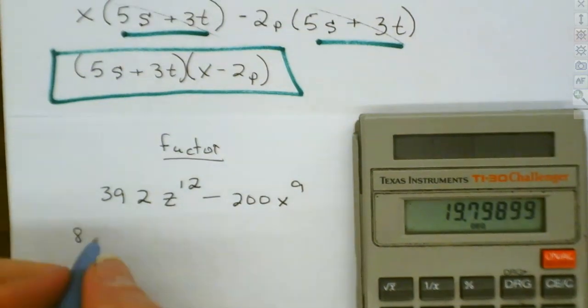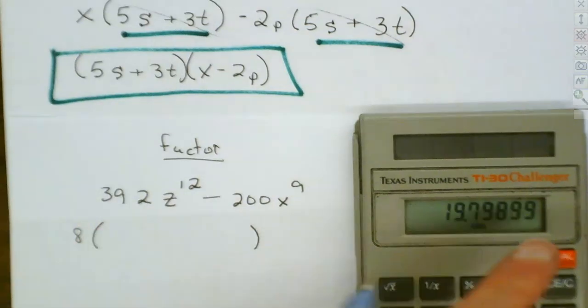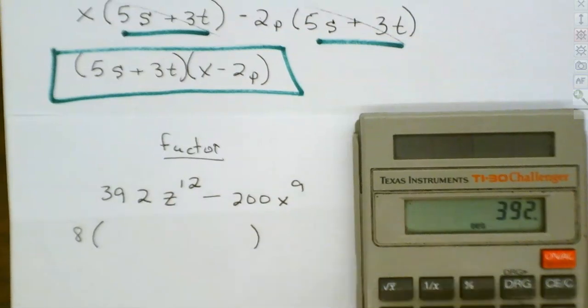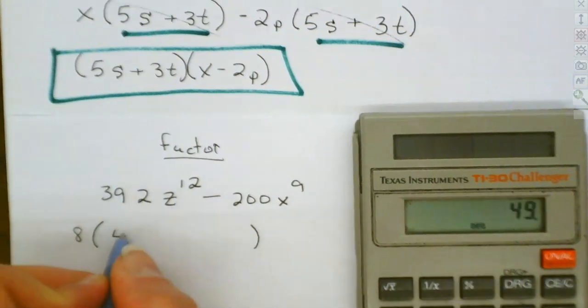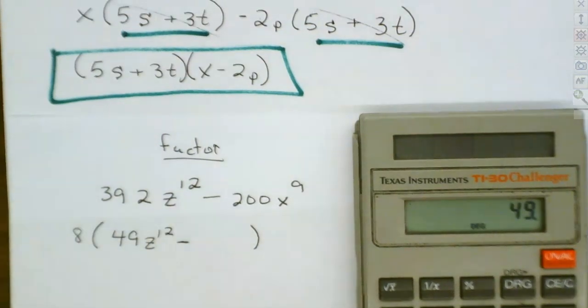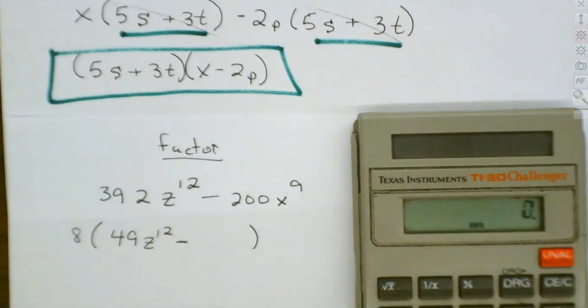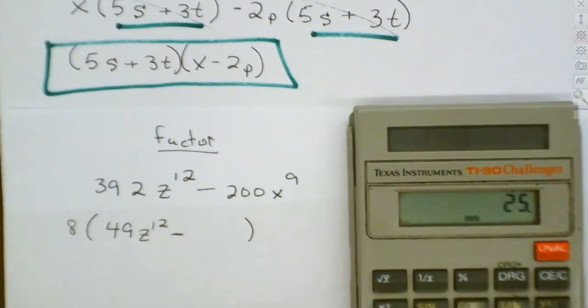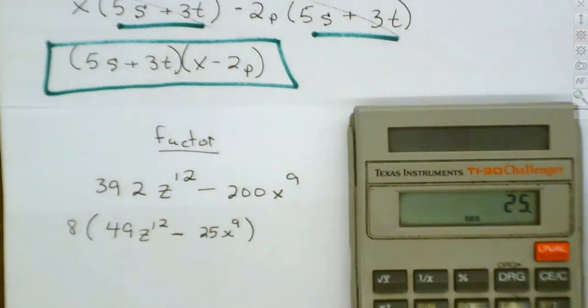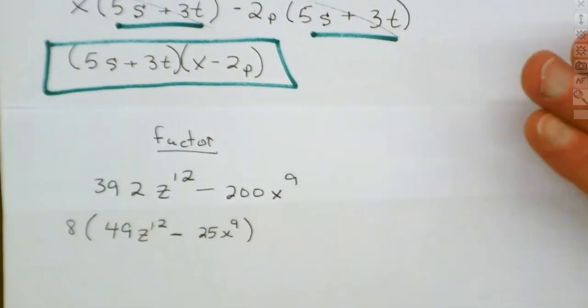Now, how do I know I'm doing this correctly? Well, let's take that 392 and divide that by 8, because these both have an 8 in them. And what does that leave you with? That leaves you with 49z to the 12th. And what's special about 49? That's a perfect square, right? So that's what we want. What about the 200? If I divide it by 8, what do I get? 25. So that's going to be 25x to the 9th. Now, why is that also important? Because 25 is another square.